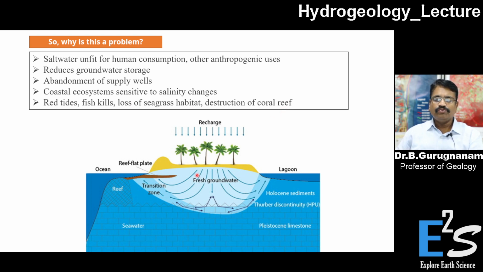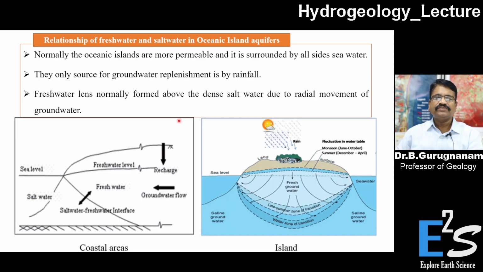You see, you have a lagoon system. This is a reef. This is seawater, and this is one island they have taken and studied. So it is a picture of how the island is going to be affected. What is the relation between freshwater and saltwater in an oceanic island aquifer? Normally, ocean islands are more permeable. The aquifer of ocean islands is more permeable and is surrounded on all sides by seawater. Atmospheric water is the only source of water for this lagoon, and there is no other way for other water to come here.